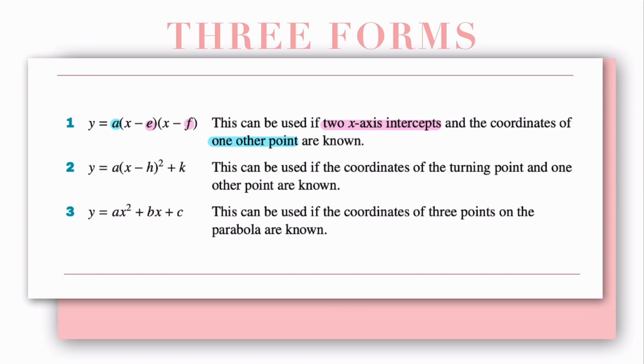We also have its turning point form. So if we know its turning point, we can substitute that straight into h and k, and of course we still have that dilation factor of a. If we don't know any special points, so we don't know its axis intercepts and we don't know the turning point, then what we can do is use its general form.